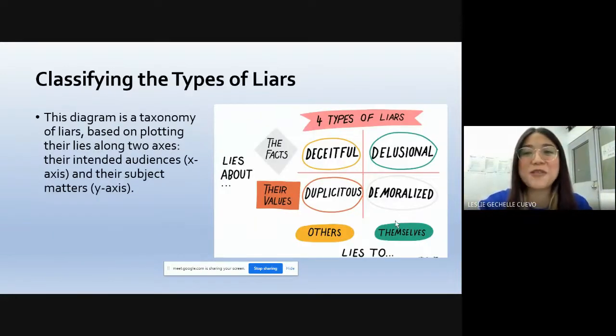Okay, so ito yung una kong nahanap. There are four types of lies, sabi niya. Being deceitful, delusional, duplicitous, and demoralized. So this diagram is a taxonomy of liars based on plotting their lies along two axes, their intended audiences, and their subject matters. Okay. So, yeah.